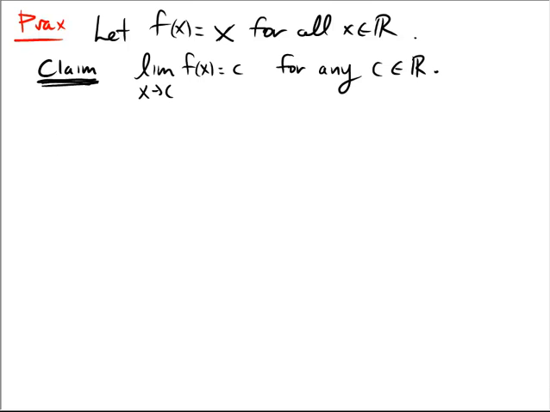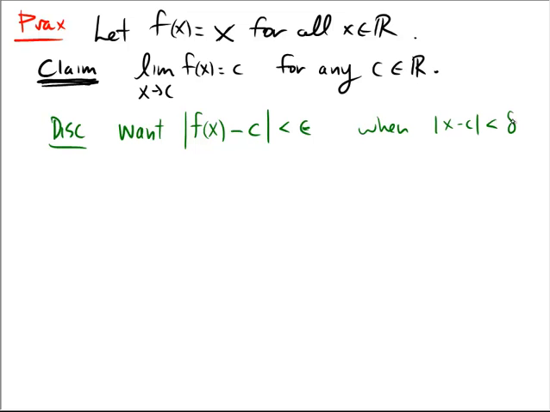Well, before we do a proof, maybe we should do a little bit of discussion. What do I really want to happen? I'm hoping that I can show that f of x minus the limiting value is less than epsilon, under the condition, when x minus c happens to be less than delta. This is just going back to the definition of limit. We want to show f of x minus l, but l is c, is less than epsilon whenever x minus c happens to be less than delta.